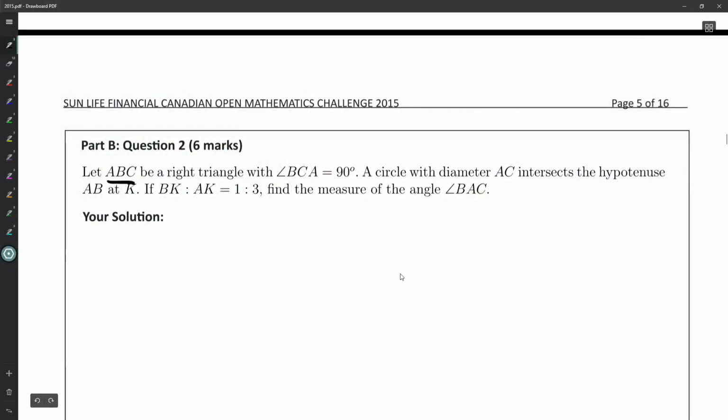Let ABC be a right angle triangle with angle BCA equal to 90. So already I'm going to try and do a little picture. A, B, C, shall we? Because the C in the middle tells me that C is where the 90 degrees is. A circle with diameter AC intersects hypotenuse AB at K. If BK to AK is 1 to 3, find the measure of the angle BAC, so this angle up here.